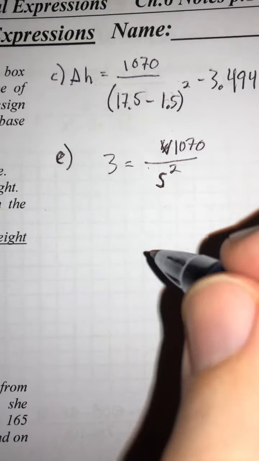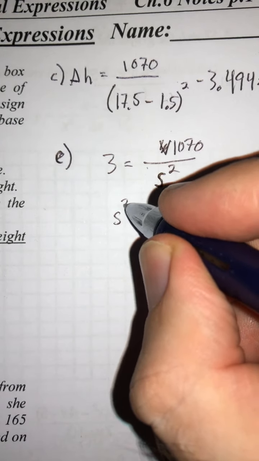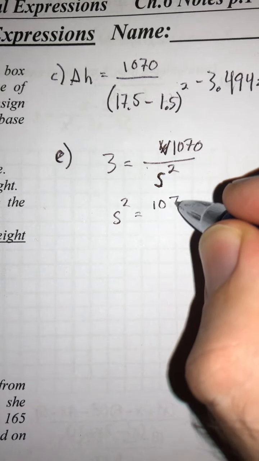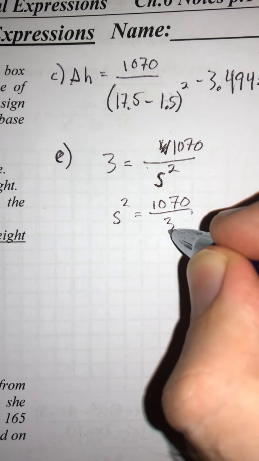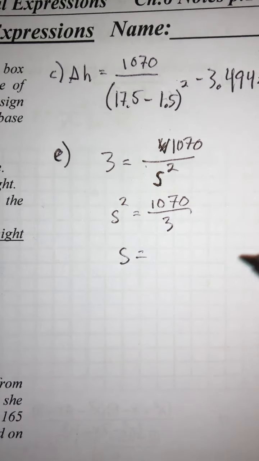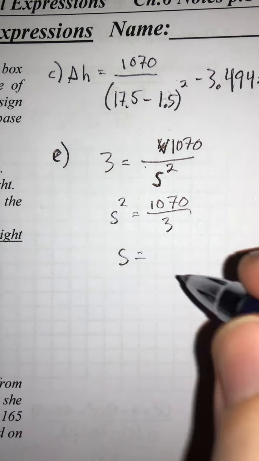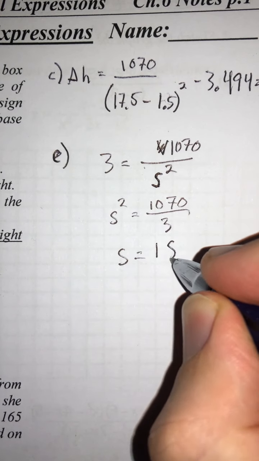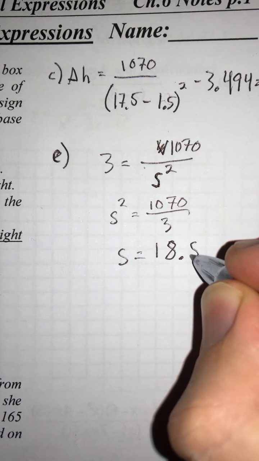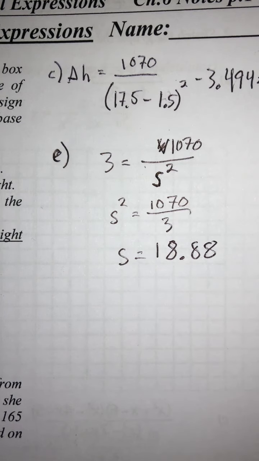So solve for S. S squared equals 10,070 over 3. So my side length, if I plug this into my calculator, 10,070 divided by 3, and then take the square root of that, we get the side length is 18.88, and that is the length.